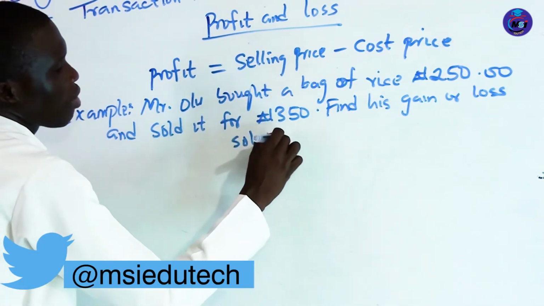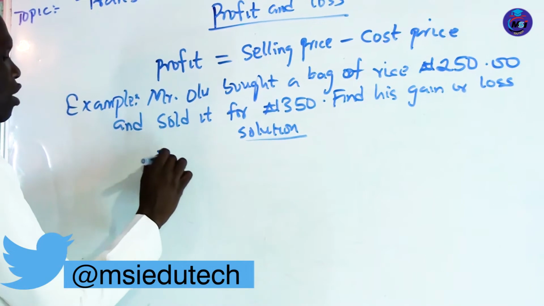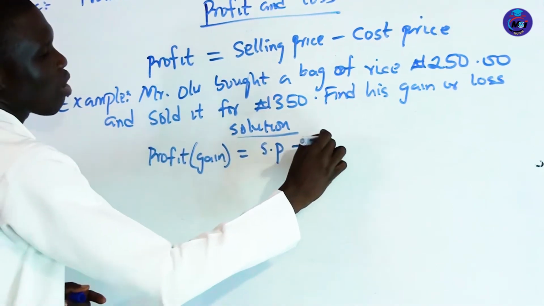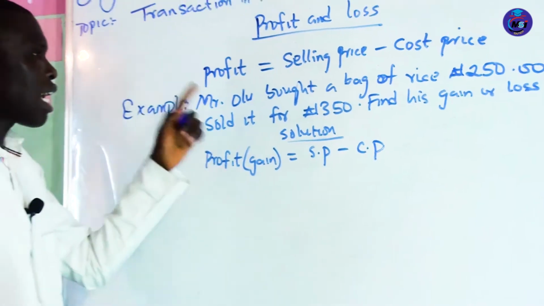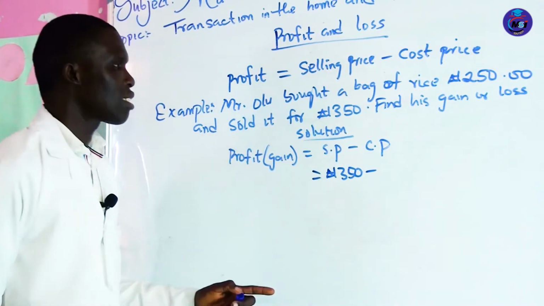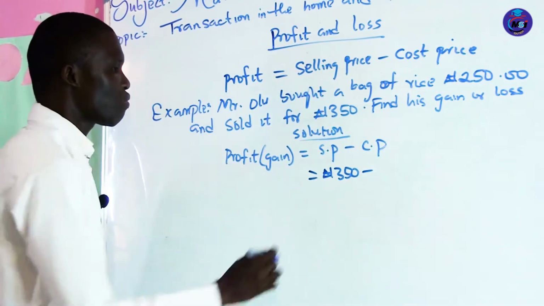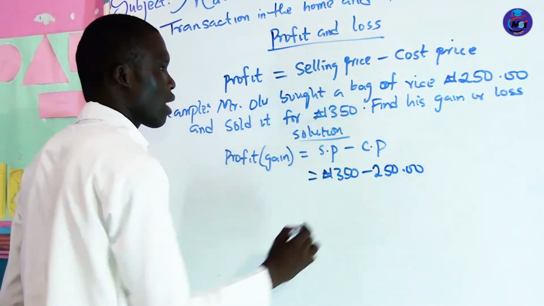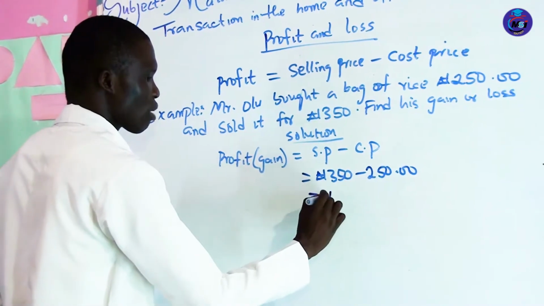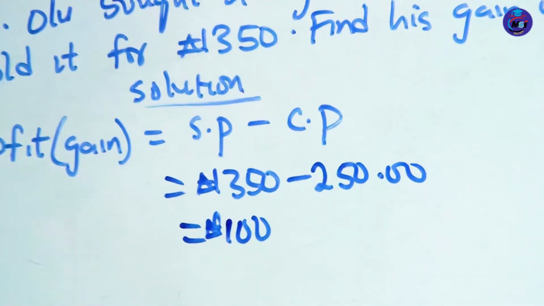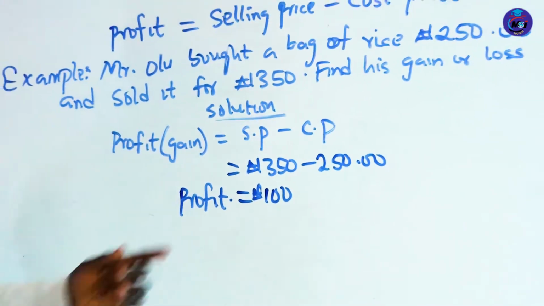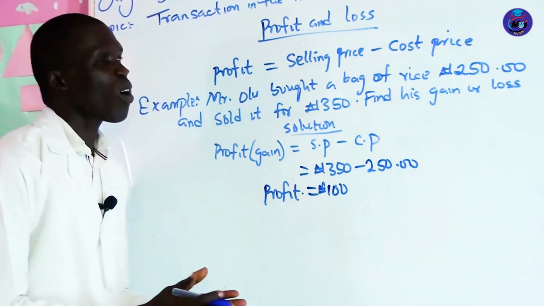Okay, let's quickly look at this. Profit is the same as gain, and it is selling price minus cost price. From this question, our selling price is 350, and the cost price is 250. 350 minus 250, we are going to get what? 100 naira. So that means the profit on a bag of rice is 100 naira, and that is what we call profit.